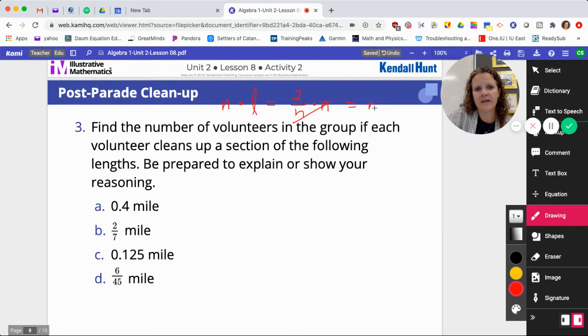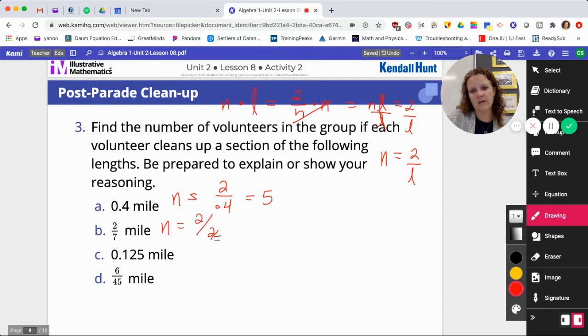So I have n times l equals 2. I can divide each side by little l, and I'm left with n equals 2 over little l. And that's what I'm going to use here. So the number of volunteers equals 2 over 0.4, and that equals 5. Okay, the number of volunteers equals 2 over 2/7, and that equals 7.